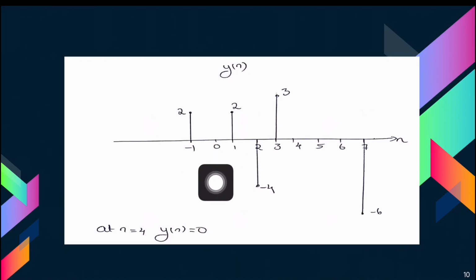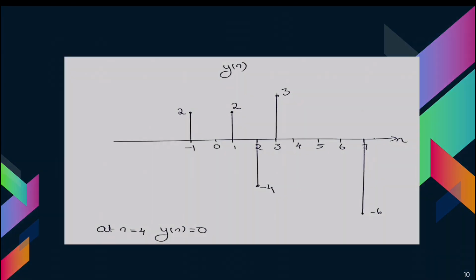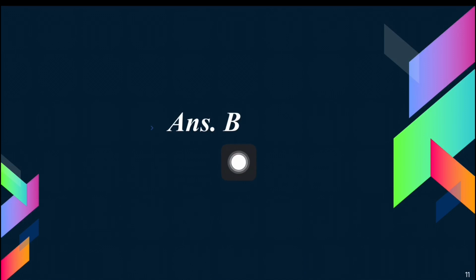5 time instances. At n equal to minus 1 it is 2, at n equal to 1 it is 2, at n equal to 2 it is minus 4, at n equal to 3 it has got an amplitude 4, and at n equal to 7 it is minus 6. Now tell me what is the value of y of n at n equal to 4. It is nothing but 0. Thus our answer is y of n is equal to 0 at n equal to 4. That is option B.